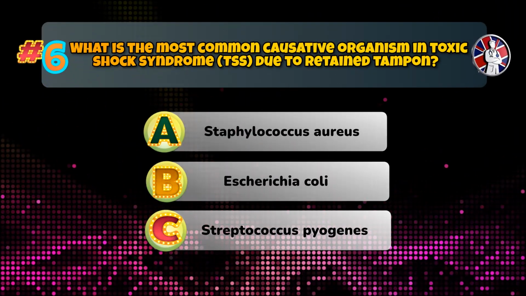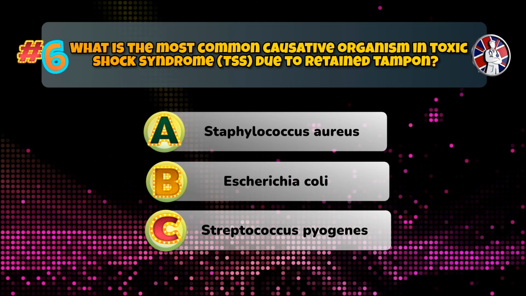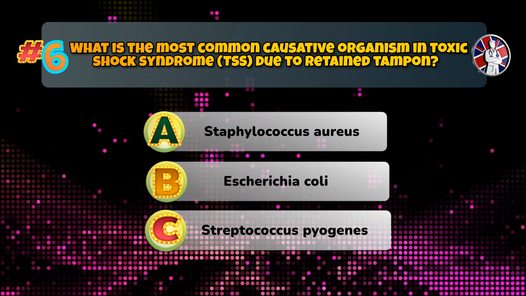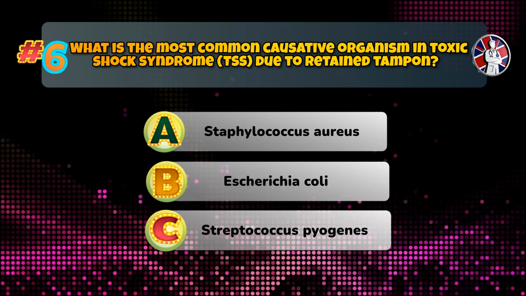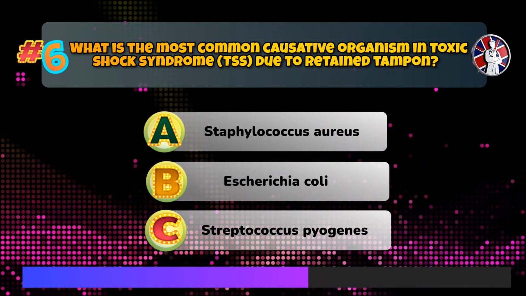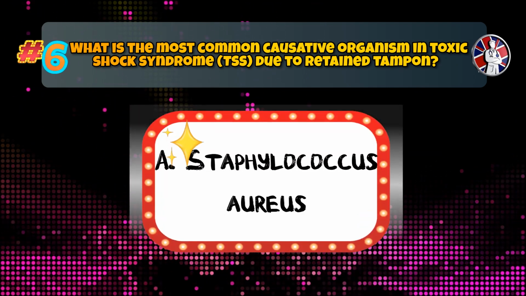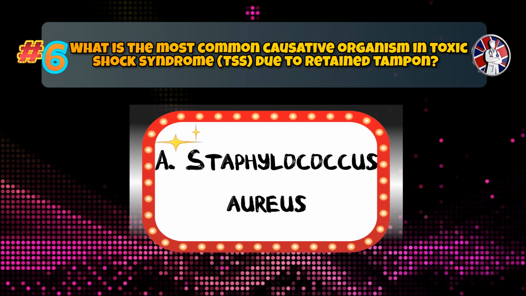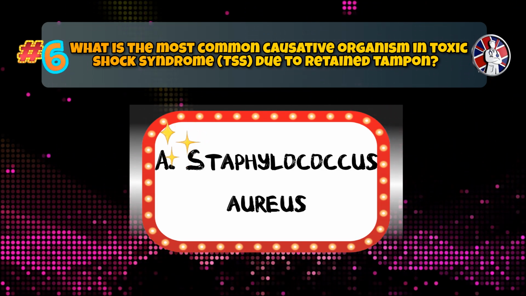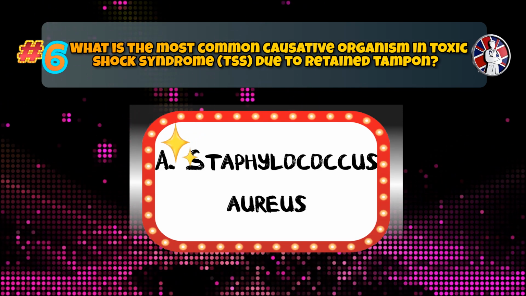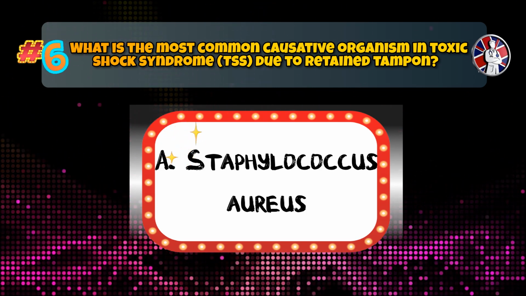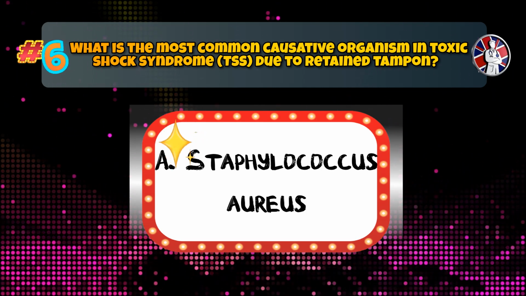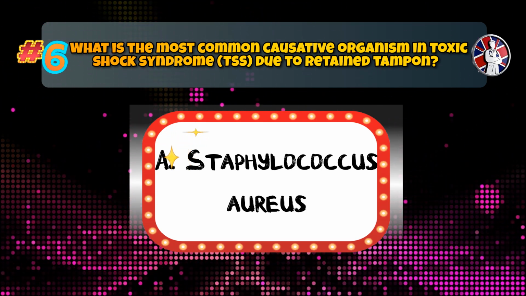What is the most common causative organism in toxic shock syndrome, TSS, due to retained tampon? A. Staphylococcus aureus. B. Escherichia coli. C. Streptococcus pyogenes. Answer. A. Staphylococcus aureus. Toxic shock syndrome is primarily caused by the exotoxin known as toxic shock syndrome toxin 1, or TSST1, which is produced by Staphylococcus aureus. In addition, Escherichia coli and Streptococcus pyogenes are recognized as less common etiological agents of this condition.